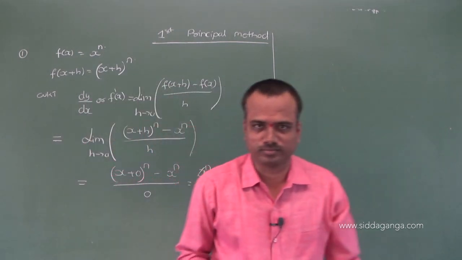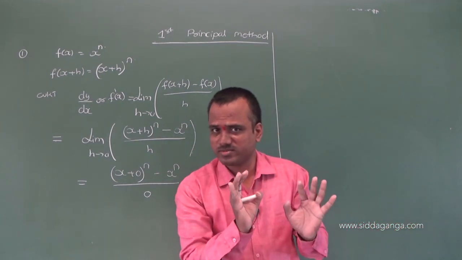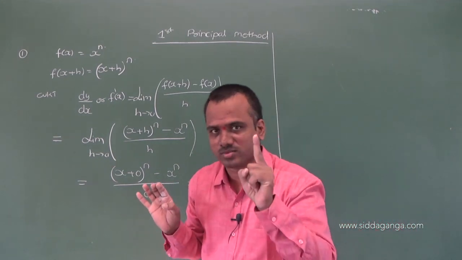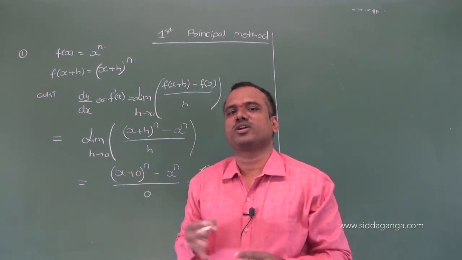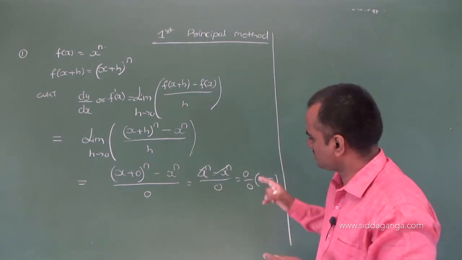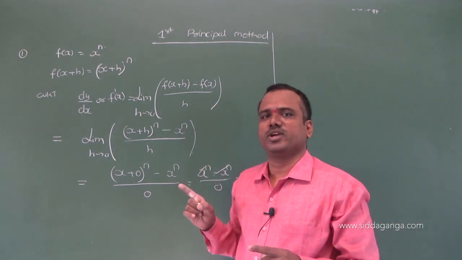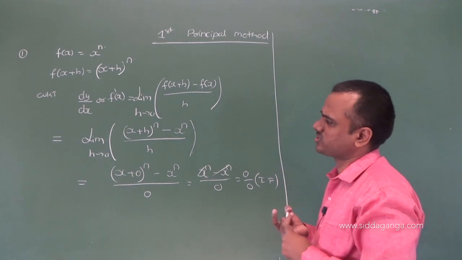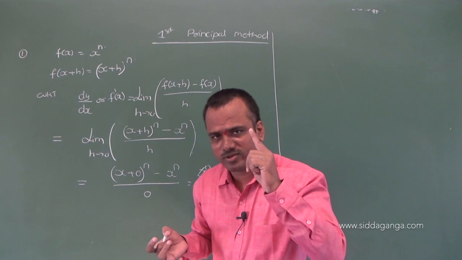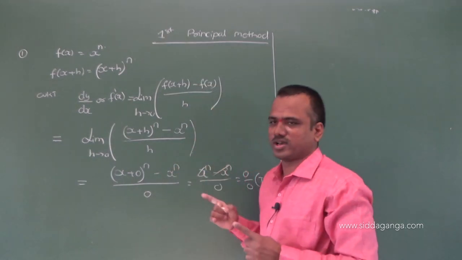Indeterminate form. What we discussed in the previous classes, the limit concept, the same concept I use here. That's why the limit concept is a very, very important concept. So x to the power n gets cancelled, 0 by 0, indeterminate form. Then next, what we do? We factorize, or else we use theorem 1 to find the limit value.